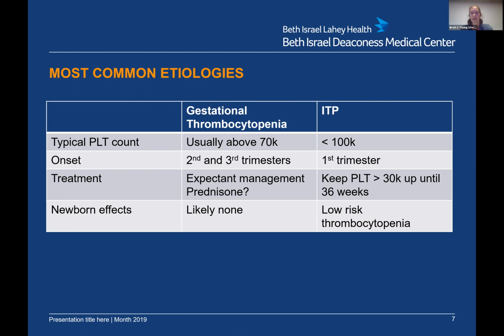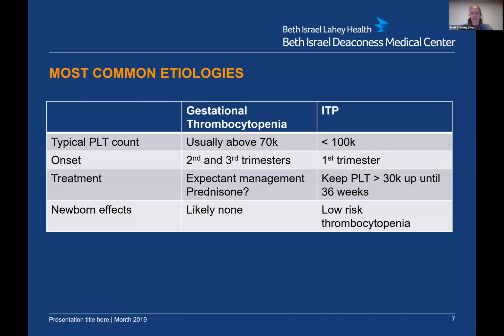Treatment, we're going to get into this, but treatment for gestational thrombocytopenia is typically expectant management. The studies on prednisone with gestational thrombocytopenia really don't demonstrate a significant difference. There may be some efficacy in some cases, but it's not consistent. In ITP, we ideally want to keep a platelet count over 30,000 throughout pregnancy until 36 weeks. We'll talk a little bit more, but treatment of thrombocytopenia from ITP is very similar in the pregnant population versus the non-pregnant population per hematological guidelines.